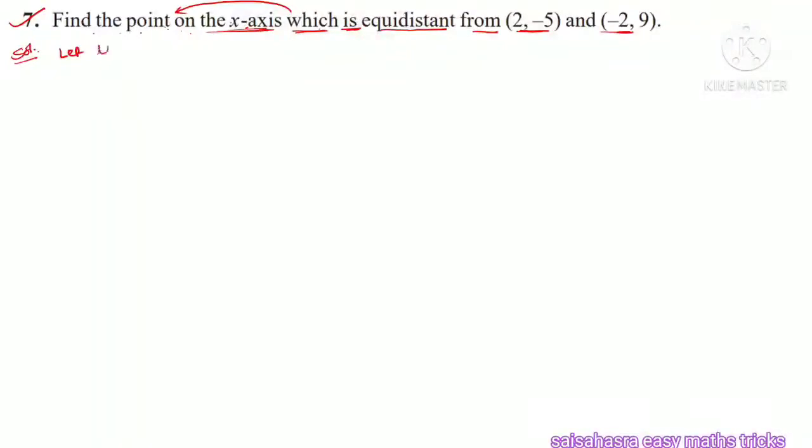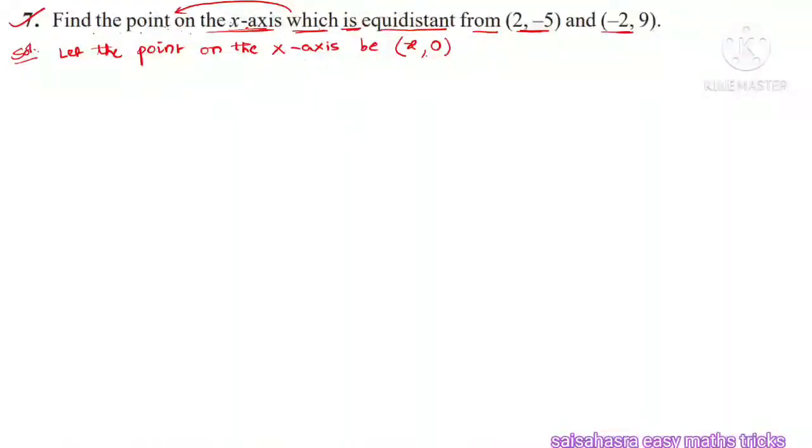Let the point on the x-axis be, the general form of the point which is lying on the x-axis is: on the x-axis, if any point is there, its y coordinate is 0, fixed. The x coordinate might be any number, that is why in general I am writing x. So this is the point which is lying on the x-axis.